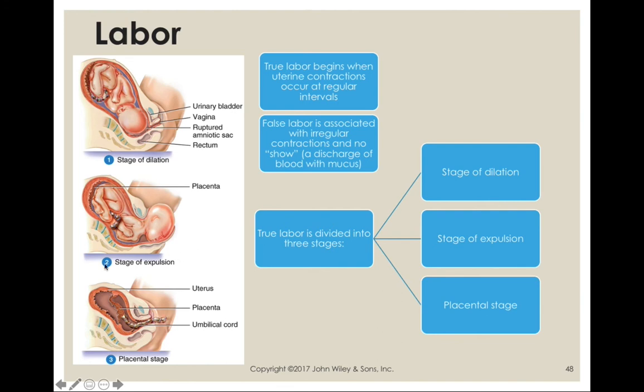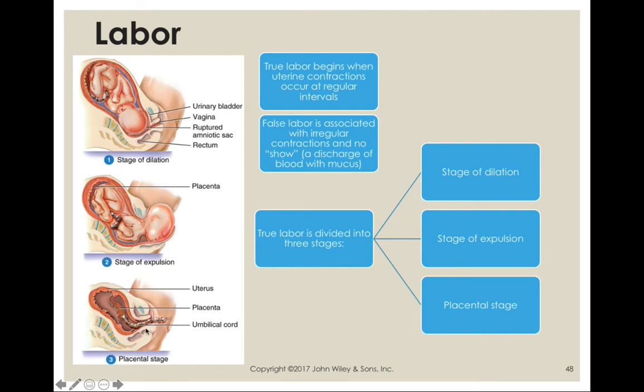The stage of expulsion, which is the second stage here, is the actual pushing of the baby out of the vaginal cavity, but that is not going to be where labor ends. The placental stage is also going to need to take place, where the placenta will be shed from the uterus and then removed from the vagina as well.